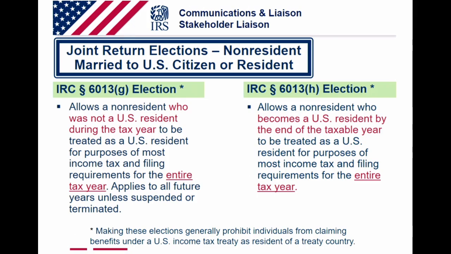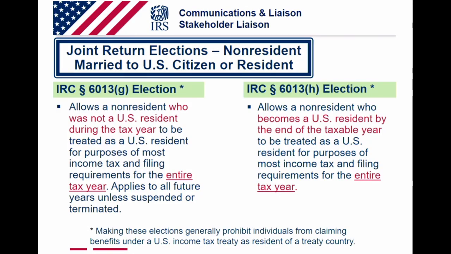This slide compares and contrasts the joint return elections under Sections 6013(g) and 6013(h). Section 6013(g) allows a non-resident who's married to a U.S. citizen or resident the ability to, along with their spouse, file a joint U.S. income tax return, choosing to be treated as a U.S. resident for income tax purposes for the entire tax year. If an election is made under Section 6013(g), then the worldwide income of both spouses is, in general, subject to U.S. income taxation for the entire year of the election.